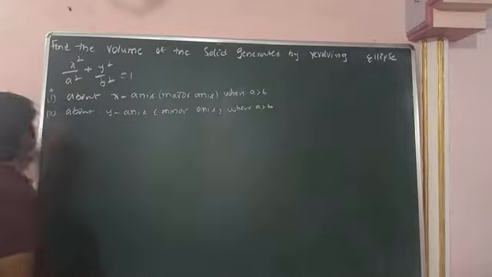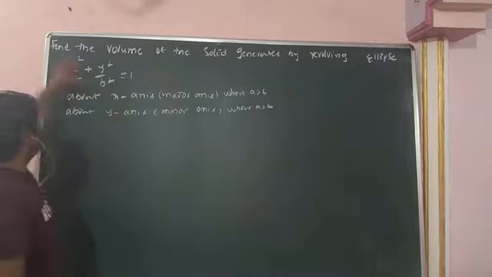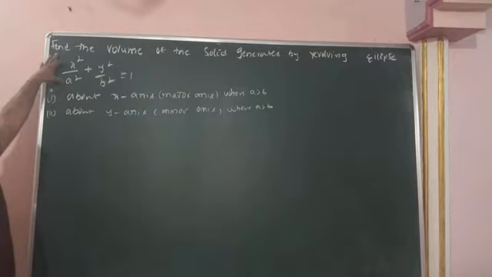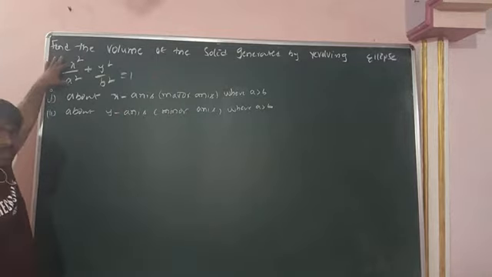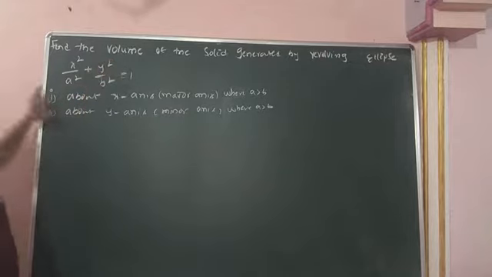So the next problem is to find the volume of the solid generated by revolving an ellipse. What is the form of the ellipse? The ellipse is x square by a square plus y square by b square is equal to 1. Here there are two problems. This is one and this is one.